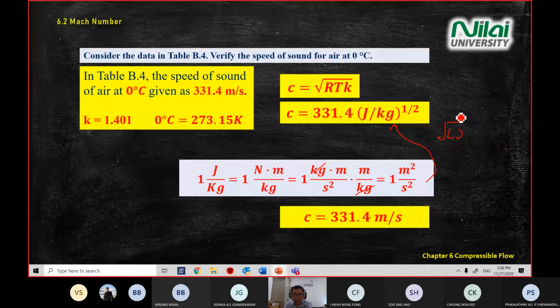So that's why this slide explains how the unit of joule divided by kilogram, square root, at the end you can write in meter per second. Yeah, this is just a dimension analysis.